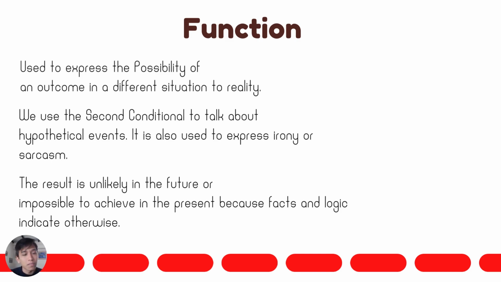Talking about the second conditional, I have to say that we use it to express the possibility of an outcome in a different situation to reality. We are talking about a possibility. We use the second conditional to talk about hypothetical events, as I said, and it is also used to express irony or sarcasm sometimes. So the result is unlikely in the future or impossible to achieve in the present.